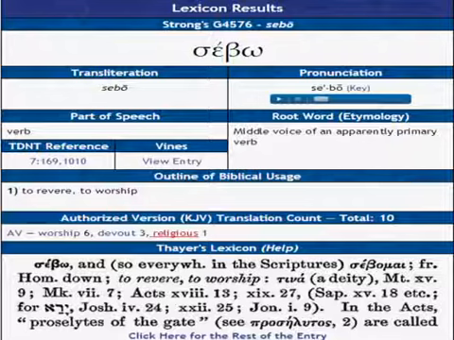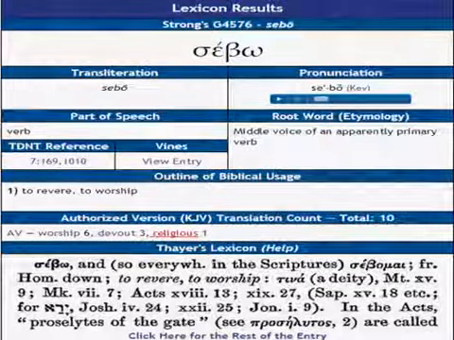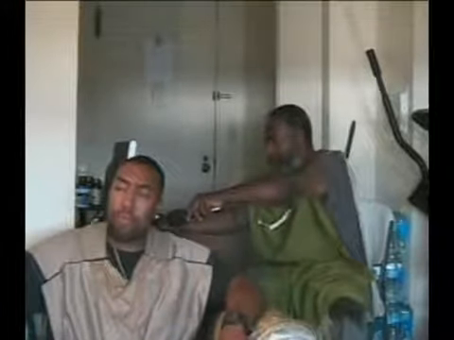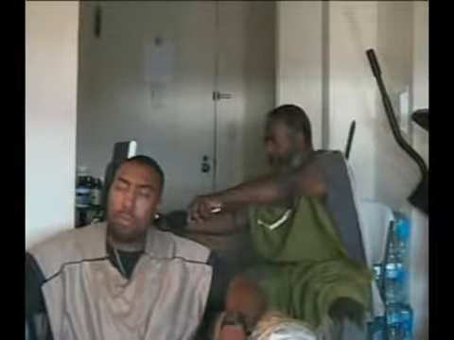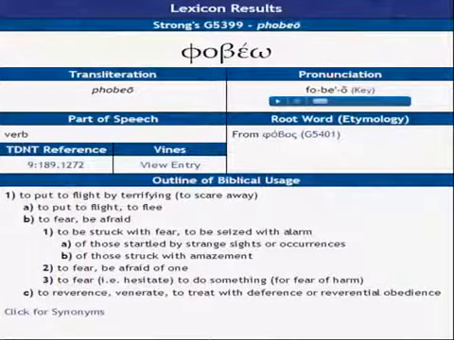Okay. We're going to go back to Acts 10 and 1. We're going to look up the word feared. Strong's G5399, phobeo. Phobeo. It says to put to flight by terrifying. To put to flight, to flee, to fear, to be afraid. Basically to be afraid. Down here, to reverence, venerate, to treat with deference or reverential obedience. Yep, that's the word of the Most High.